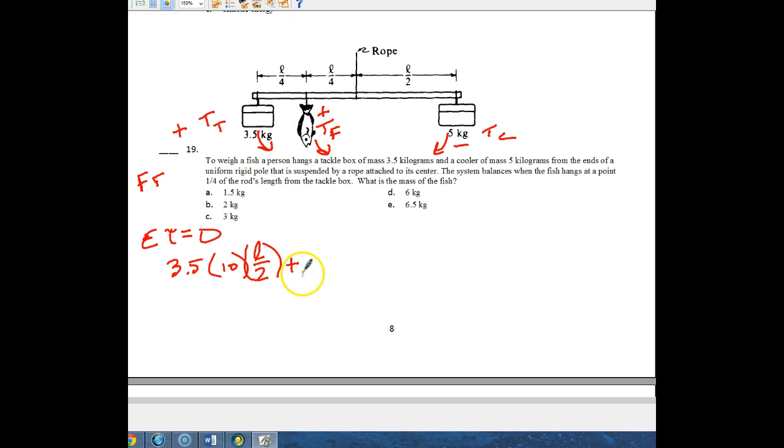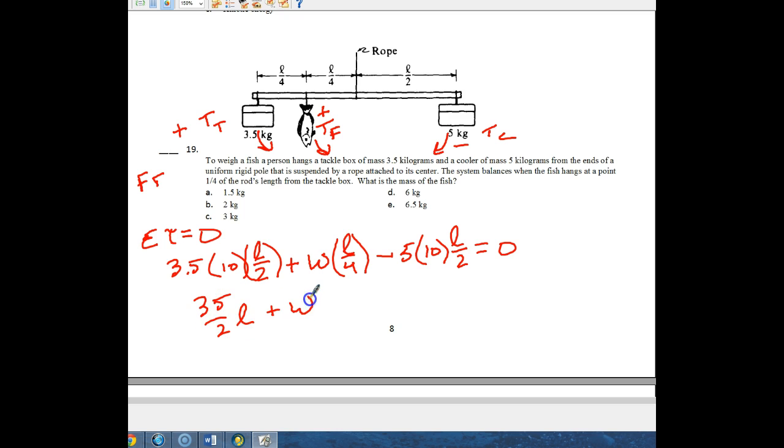To that, we're going to add the torque of the fish. So this is the weight of the fish, not the mass, times its distance from the center, which is L over 4. And then we have to subtract the thing that's on the other side, which is 5 for the cooler times 10 times L over 2, and that's equal to 0. So let's simplify. This would be 35 over 2 times L plus the weight of the fish times L over 4 minus 50 over 2 times L, equal to 0. 35 divided by 2 is 17.5 L, plus WL over 4, minus 25 L, equal to 0.